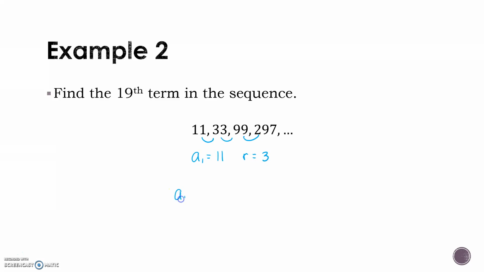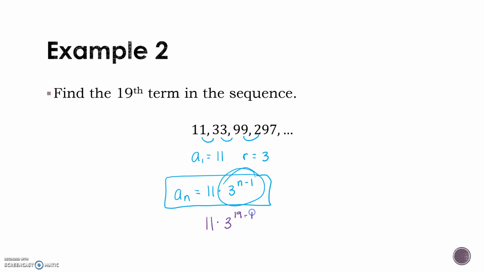So a sub n equals 11 times 3 to the n minus 1. Right there, I've got my formula. If I say, write the formula, boom, I'd be done. I cannot multiply 11 and 3 first. I have to take care of the exponent first, okay? I see too many people who do 33 to the 19 minus 1, and it makes me cry every single time. So we're going to plug in 19, and we get 11 times 3 to the 19 minus 1, so 11 times 3 to the 18th.